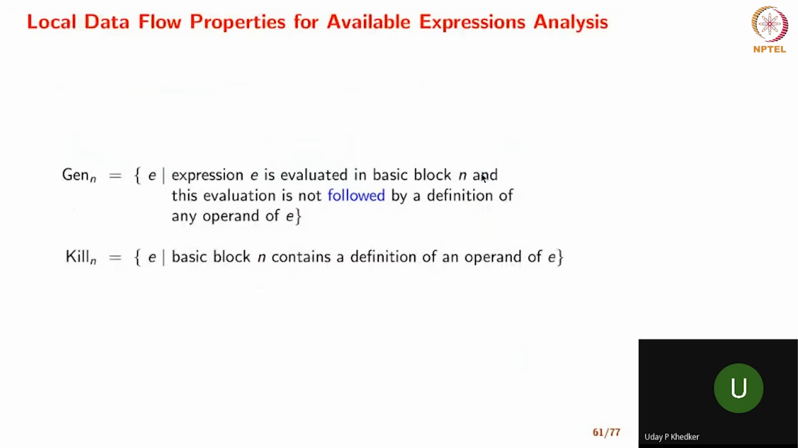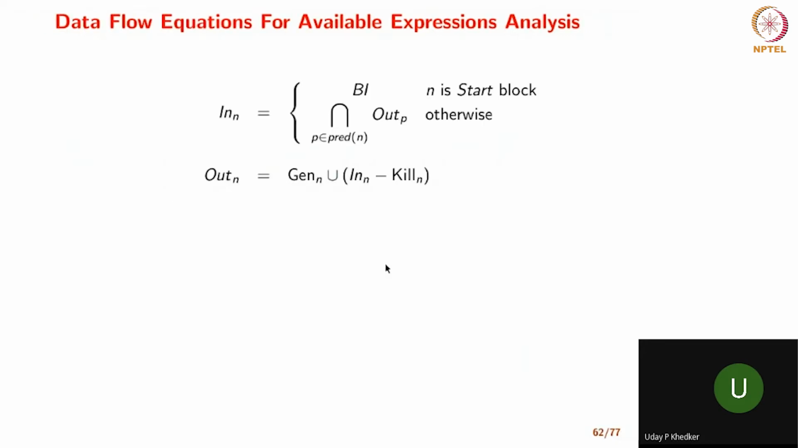Once again, we define gen and kill. So a set gen contains expressions such that they are evaluated in basic block N, and this evaluation is not followed by a definition of any operand of E. In live variables analysis, we talked about being preceded. And kill is all those expressions whose operands are defined within the basic block. And we get a similar set of equations. They're not the same, but they're similar.